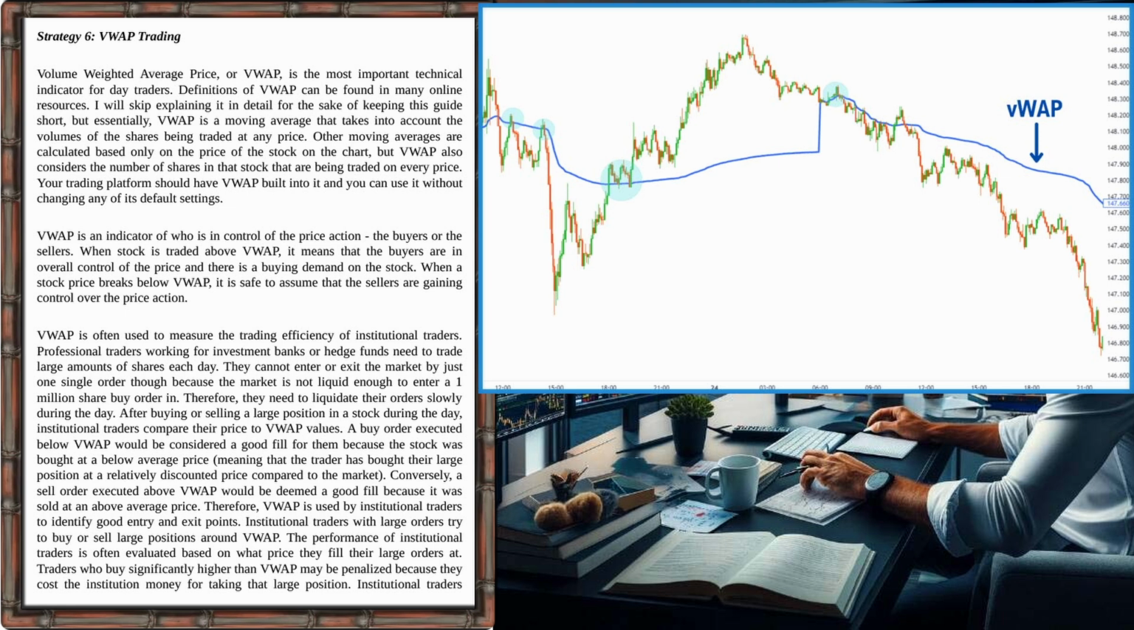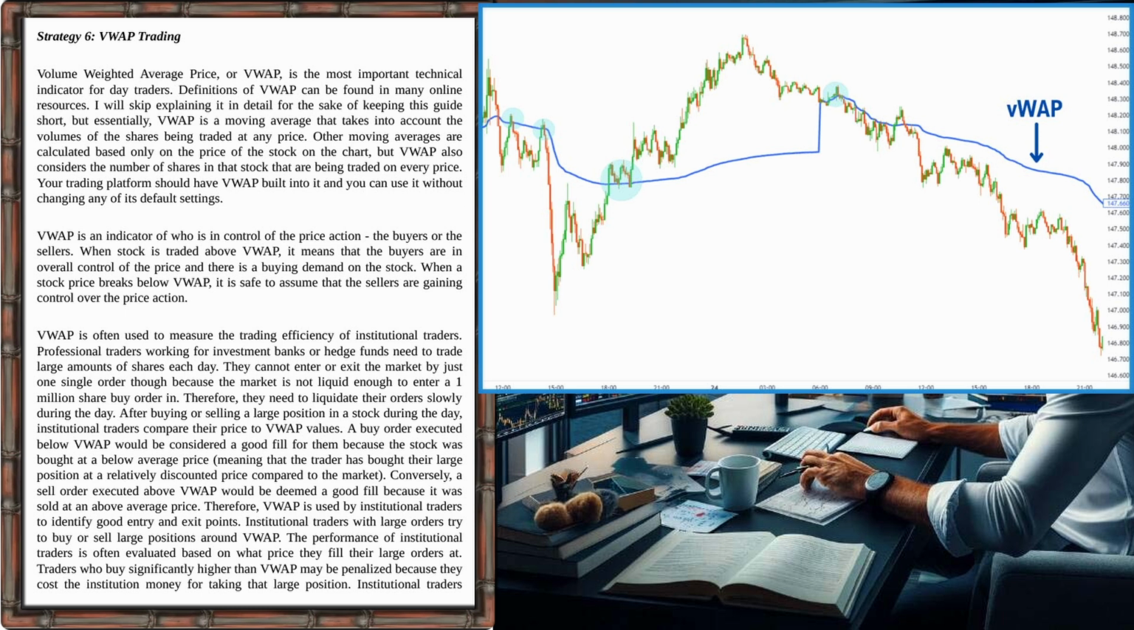After buying or selling a large position in a stock during the day, institutional traders compare their price to VWAP values. A buy order executed below VWAP would be considered a good fill for them because the stock was bought at a below average price, meaning that the trader has bought their large position at a relatively discounted price compared to the market. Conversely, a sell order executed above VWAP would be deemed a good fill because it was sold at an above average price. Therefore, VWAP is used by institutional traders to identify good entry and exit points.